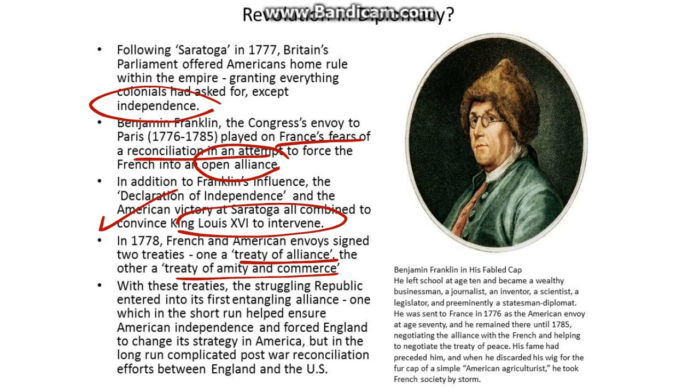With these treaties, the struggling republic entered into its first entangling alliance, one which in the short run helped ensure American independence and forced England to change its strategy in America, but in the long run is going to complicate post-war reconciliation efforts between England and the United States.